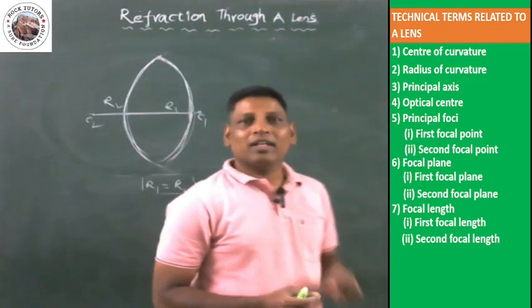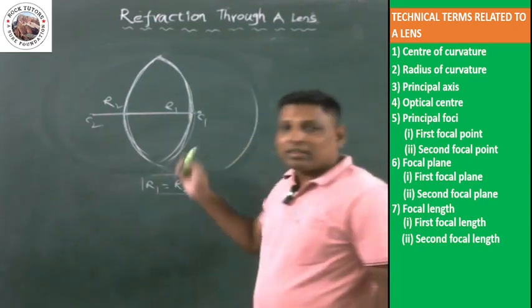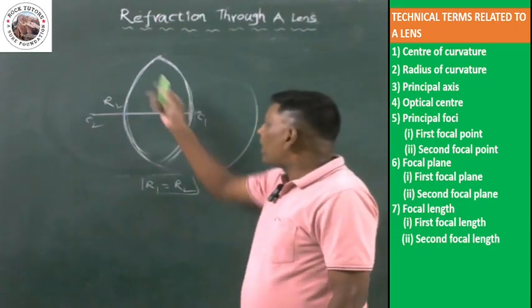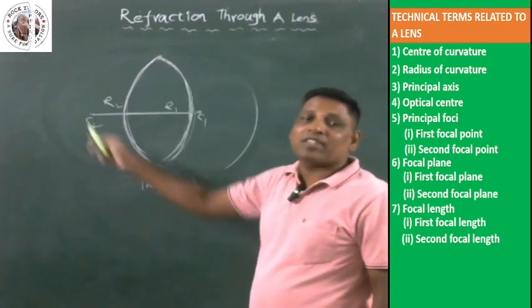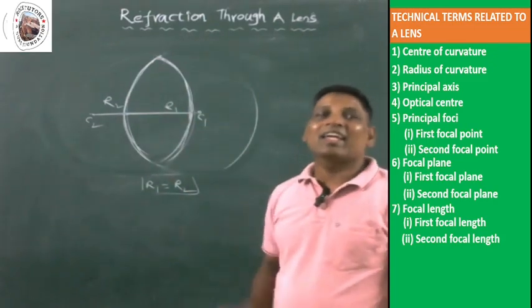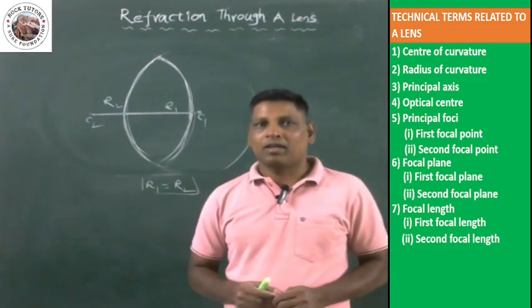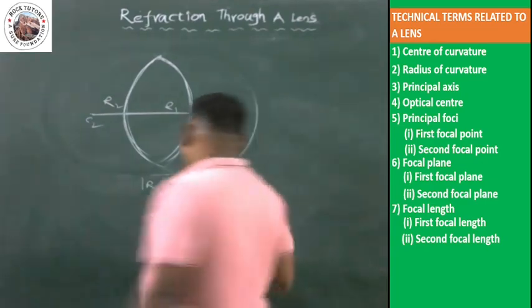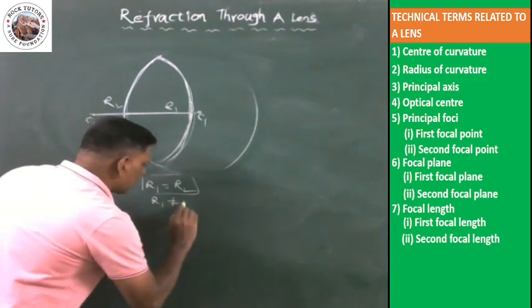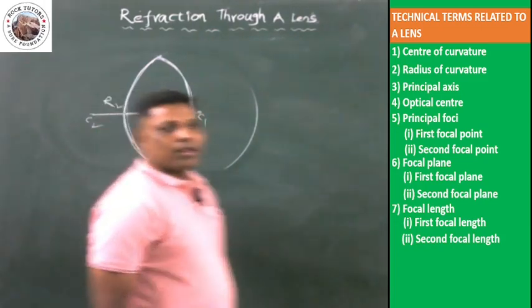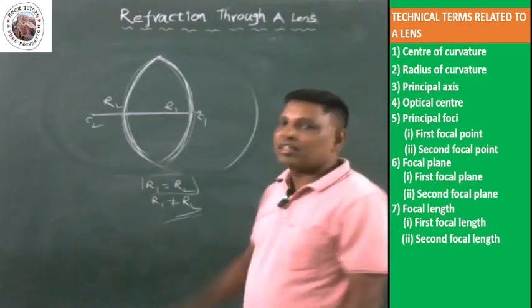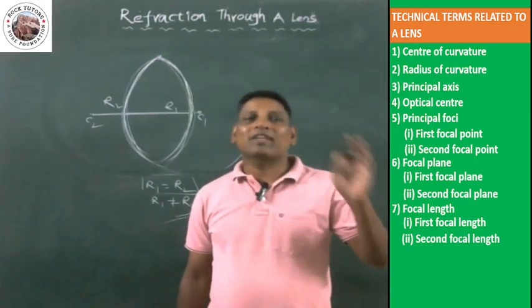Equiconvex lens means what? If the radii of curvature of both surfaces are the same, equal, then this convex lens is called an equiconvex lens. If these radii of curvature are not equal, suppose R1 is not equal to R2, then this convex lens is called a biconvex lens.